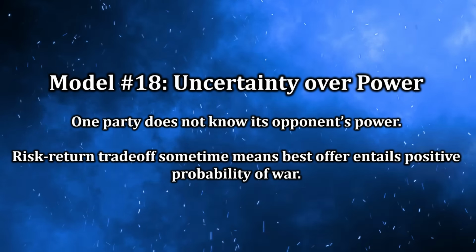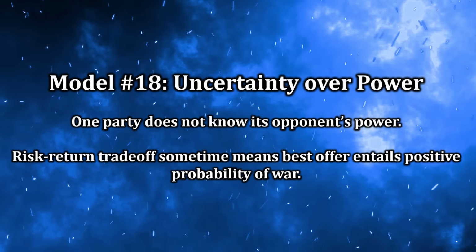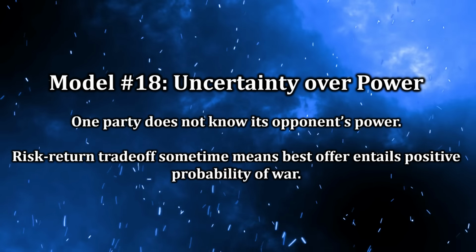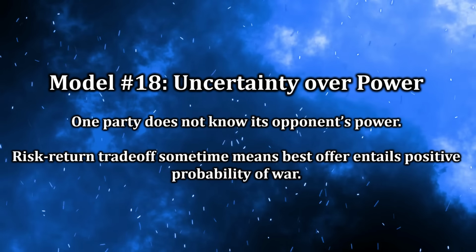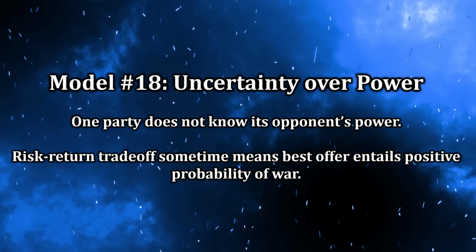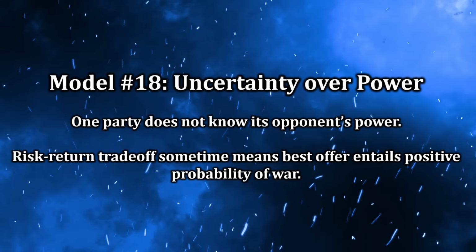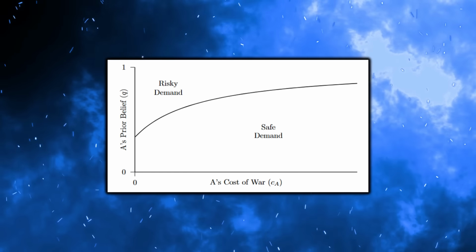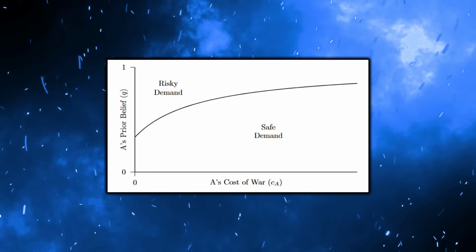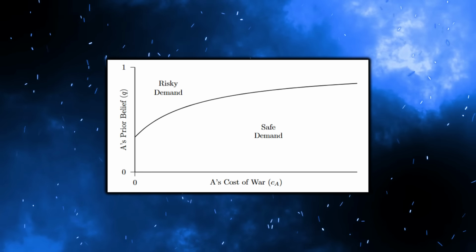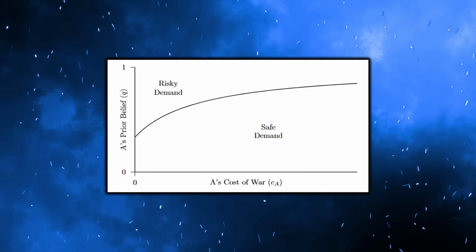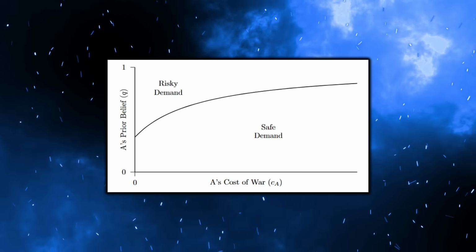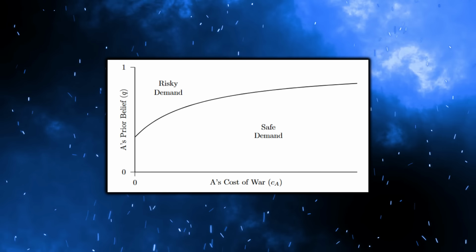Model number 18. Uncertainty over power. What if one state does not know what the expected outcome of war is? Now it faces what is called a risk-return trade-off, where it can try to demand more out of weaker opponents, with a drawback that tougher opponents will reject and fight a war. When the uncertain state has an intelligence assessment that places sufficiently high weight on the weaker opponents, then the risky demand is better. And if you think that I just copied and pasted my script from the uncertainty over costs model, I did. But these are, in fact, very different.